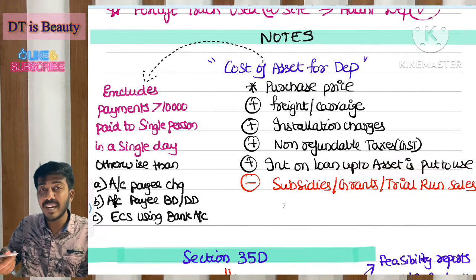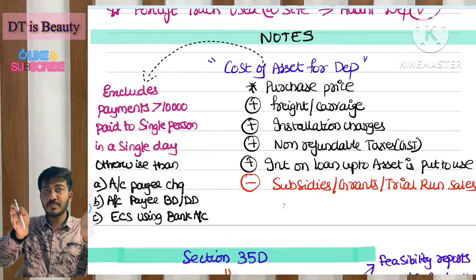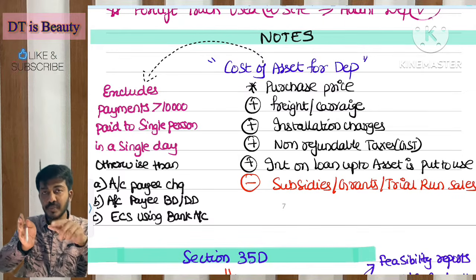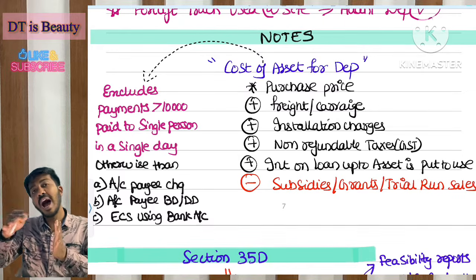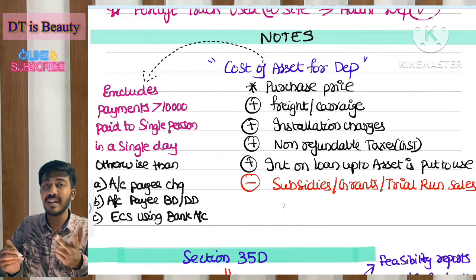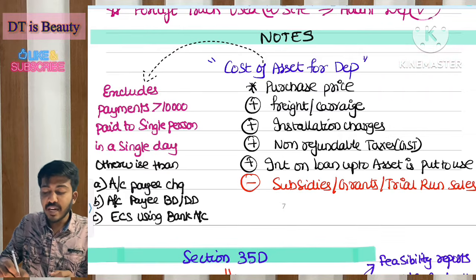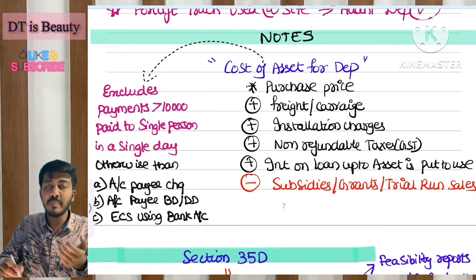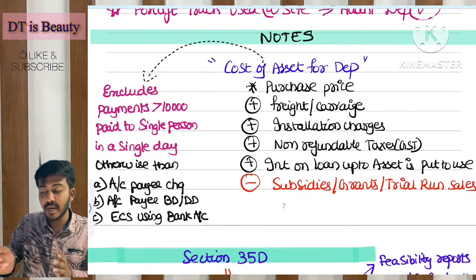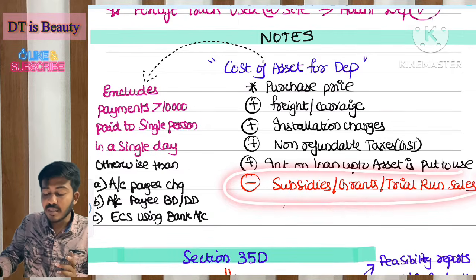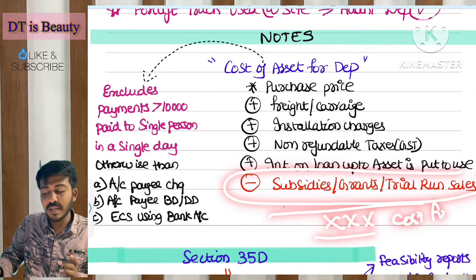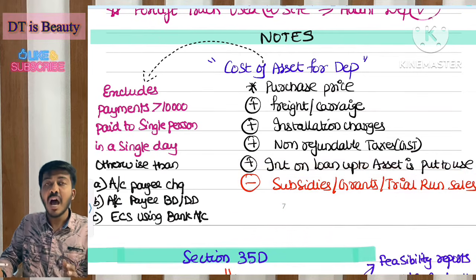We learned the capitalization concept. Until the asset is put to use, if you have paid any interest, that should be added to the value of the asset. After the asset is put to use, if you pay any interest, it should go as an expense in P&L. Simple. And if you receive any government grants or subsidies, or from the first trial run you make some output and sell it and get some money, everything should be minus. Now whatever value is left over, that is called cost for depreciation calculation purposes.